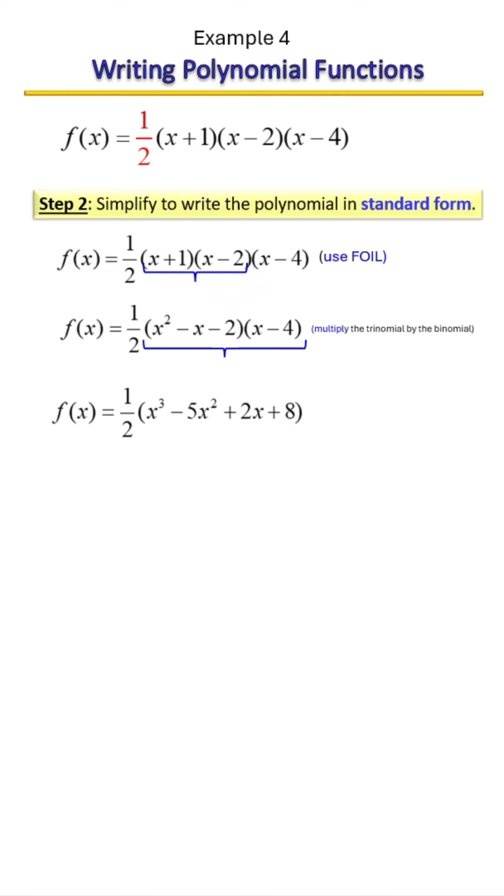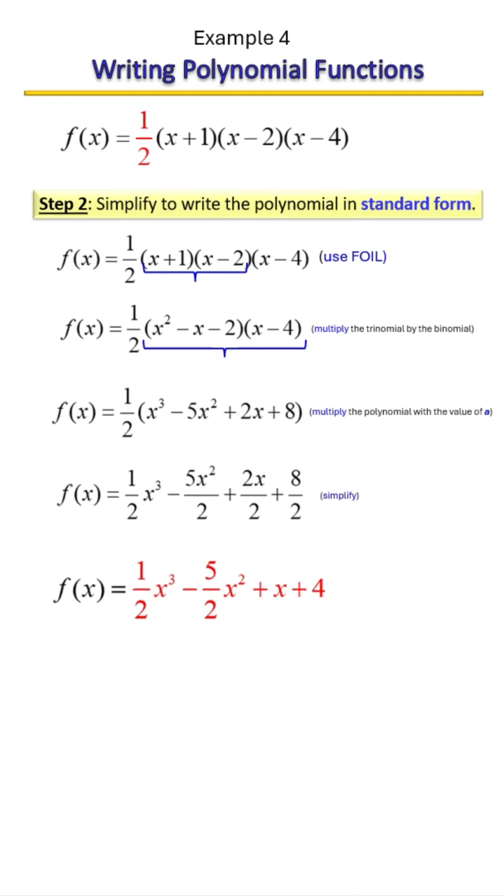And now we're going to multiply the 1/2 with each term in the polynomial and distribute that 1/2 to each term. Simplify, and we have our answer in standard form.